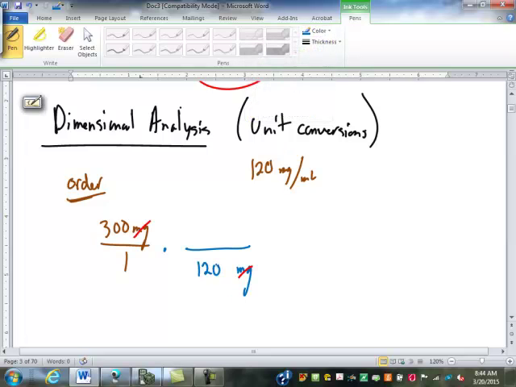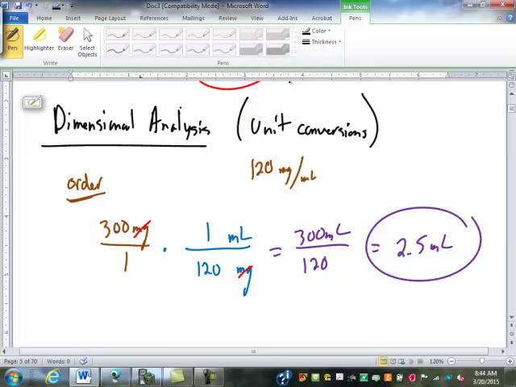So 120 milligrams per milliliter means 120 milligrams and 1 milliliter are equivalent. So 1 milliliter will go on top. And now we can multiply. 300 times 1 milliliter is 300 milliliters. 1 times 120 is 120. That divides out to be 2.5 milliliters.